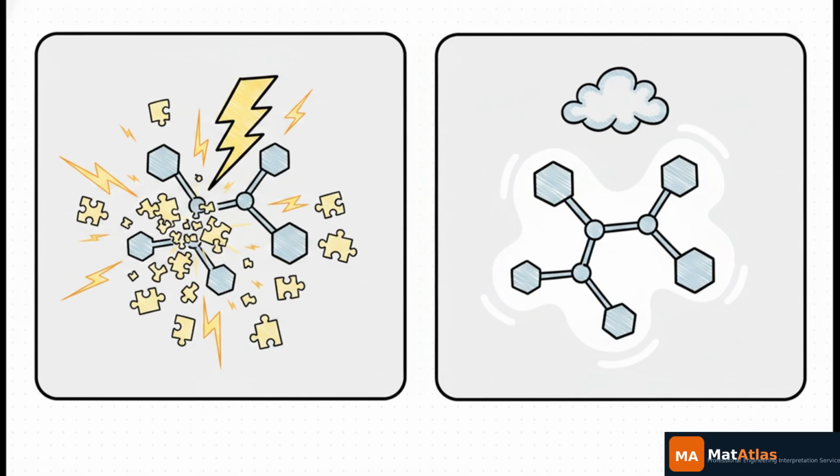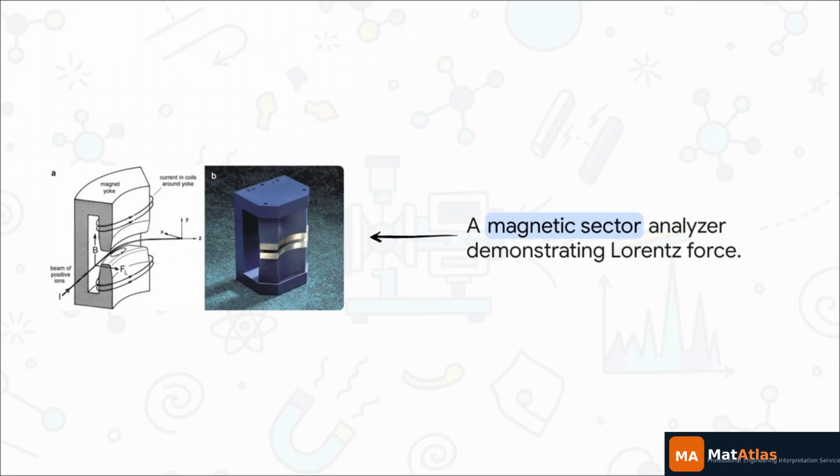This gently imparts a charge to the molecule, keeping large, fragile biomolecules perfectly intact, so we can weigh the whole thing at once. Once they're ionized, the molecules are accelerated right into the mass analyzer. In a classic magnetic sector analyzer, for example, as the ions fly through the magnetic field, they experience something called the Lorentz force, which bends their trajectory into a curve.